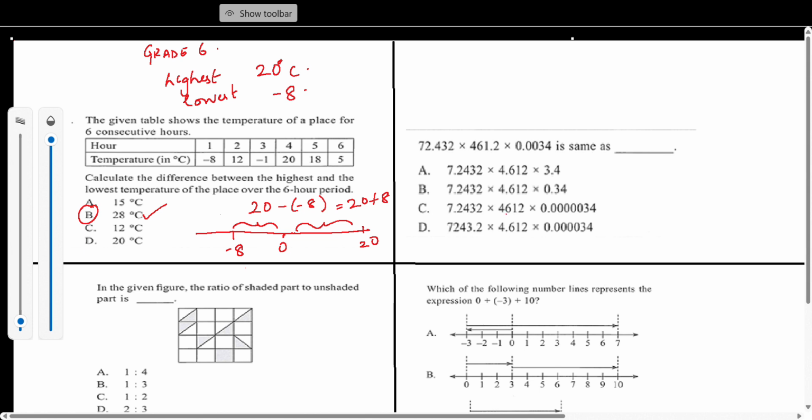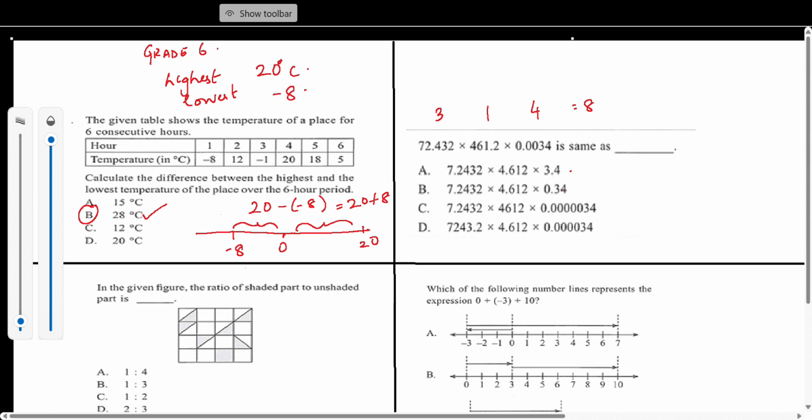So here we have 72.432, which has 3 decimal places. Here we have just 1. Here we have 0.0034. So the number of digits after the decimal I am counting. 3 plus 1, 4 plus 4, totally 8, which means the resultant should have 8 decimal places. So here, let us see which combination gives us 8. Can be in any order. So 4 here, 3, 7 plus 1. This is 8. Here 4 plus 3, 7 plus 2, 9.